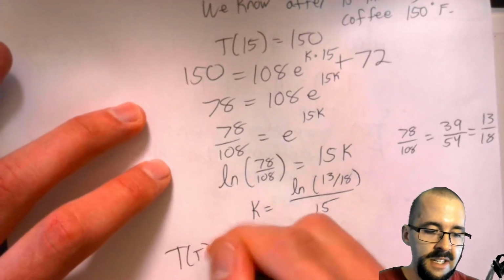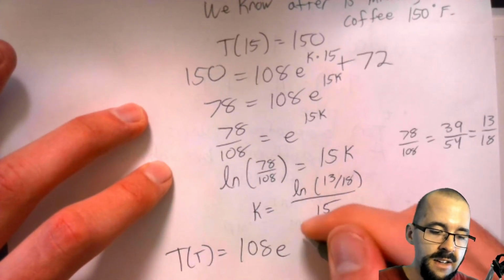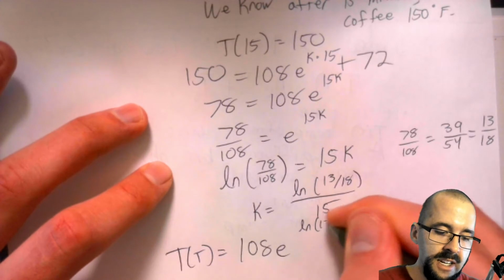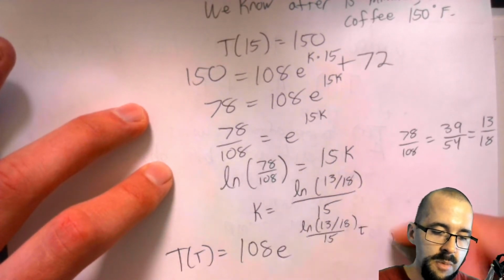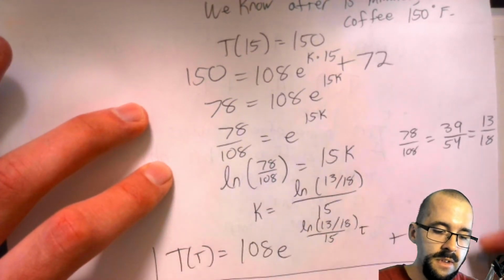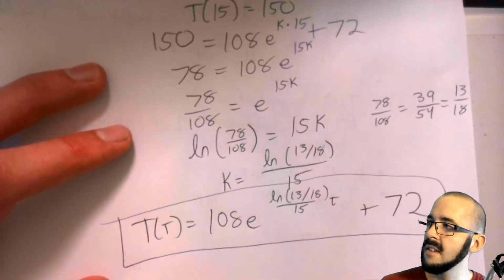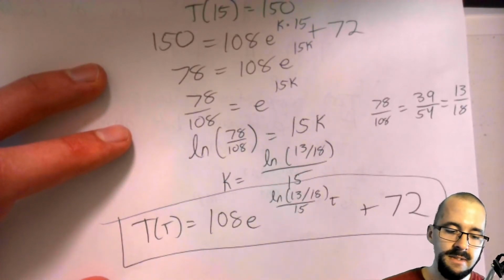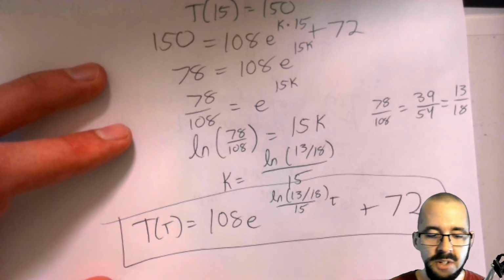So our formula says T of t is equal to A, which we said was 108, times e to the k, which is natural log of 13/18, divided by 15, times t, plus 72. And this models our coffee temperature after t minutes. So we can use this.